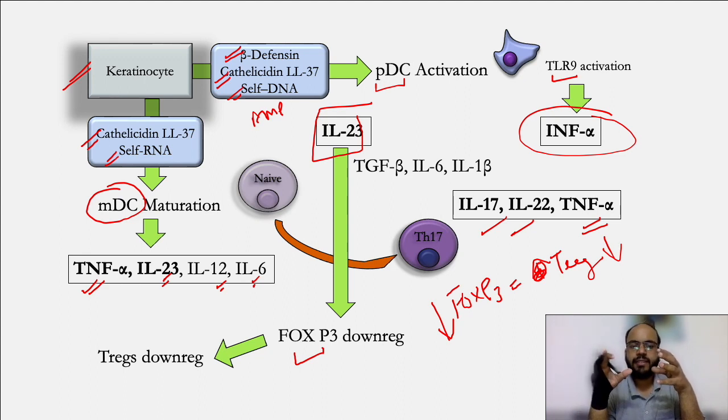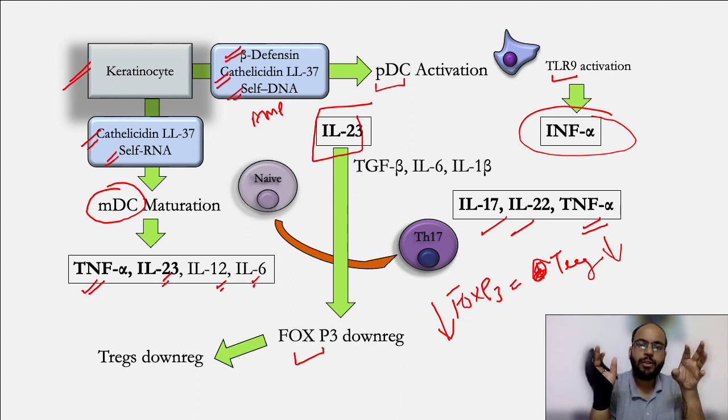Now, regulatory T cells are going to suppress this activated Th17 cell. For the regulatory T cell to act properly, you require FOXP3 activation. FOXP3 gets suppressed by interleukin 23. So 23 will suppress FOXP3, and suppressed T regulatory cells will not stop the activated T cell, and thus the activated T cell is going to secrete a lot of cytokines. And that is how interleukin 23 is responsible for the inflammatory cascade.